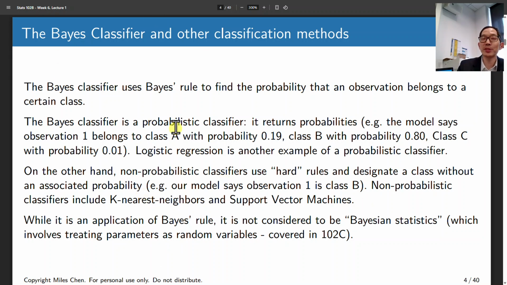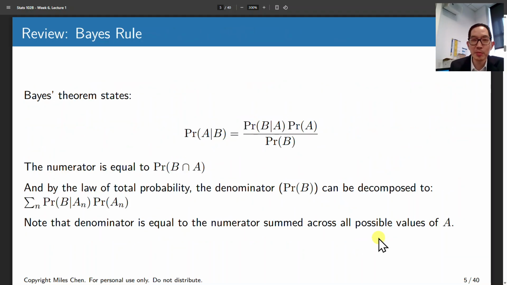And then one thing to note is that this is called the Bayes classifier, and it extensively uses Bayes' rule, but it is not considered Bayesian statistics. So that's like an entirely other subfield of statistics. And I cover Bayesian statistics in 102C. Monte Carlo methods, I would say Bayesian stats is one of the number 1 applications of Monte Carlo methods.